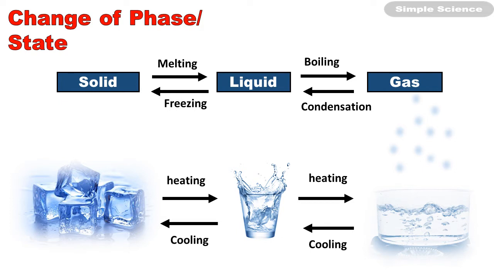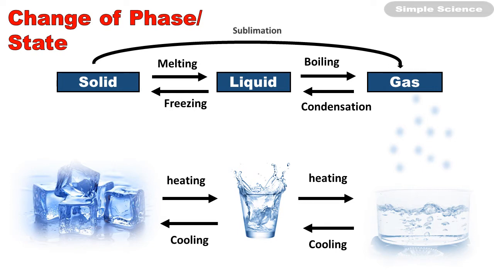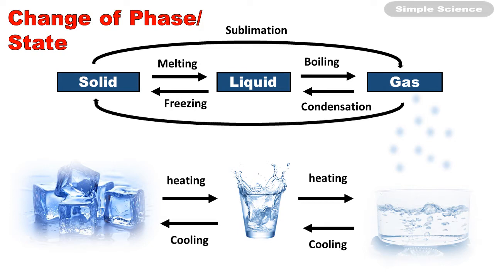On heating, solid becomes liquid. On cooling, liquid becomes solid again. And these are the processes. There is one more process where solid directly gets converted into gas or vapor state without changing into liquid. That process is called sublimation. And if a vapor directly gets converted into solid without changing into liquid, that process is called solidification.